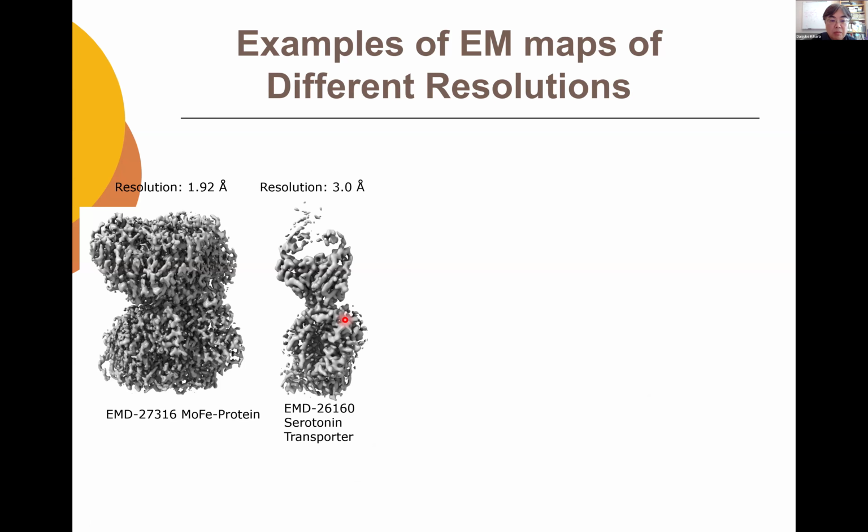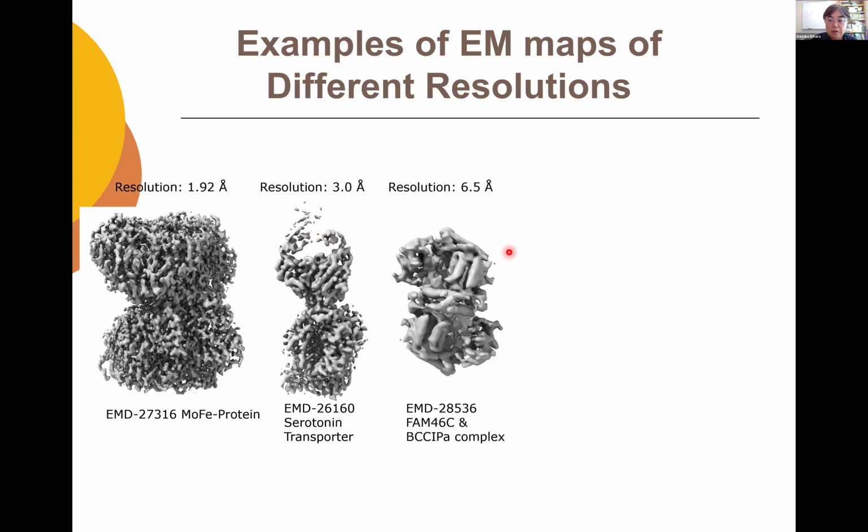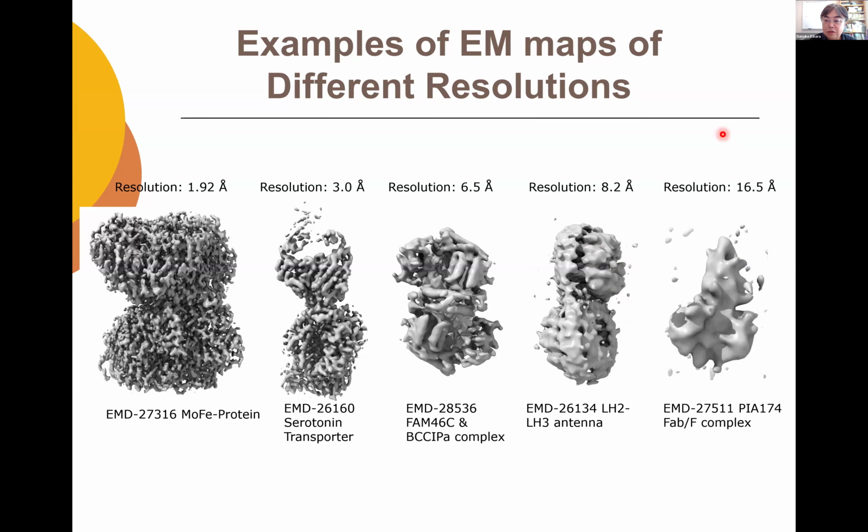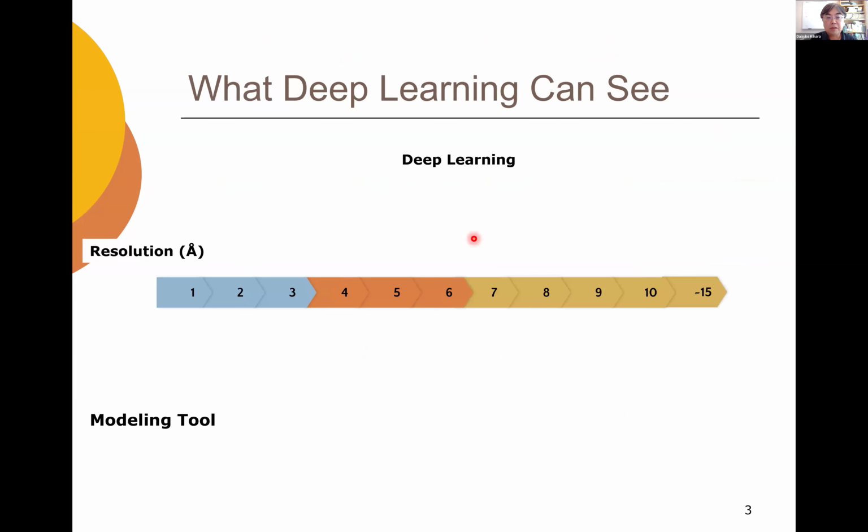When it goes to 3 angstrom, the side chain details are lost for many cases, and even the main chain is often lost in low resolution local regions. And when it goes to 6 angstrom, beyond 5 or 8, you can still see the secondary structures for most cases, but the main chains are difficult to trace. And if it goes over 10 angstrom, you could see the shape, but the details of the structures, the main chain, are completely lost. So we have been developing tools specifically for certain ranges of resolution.